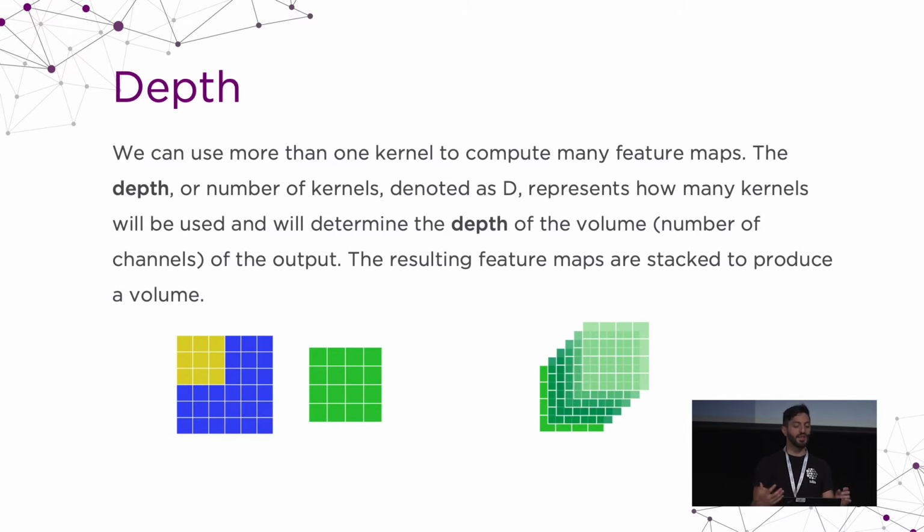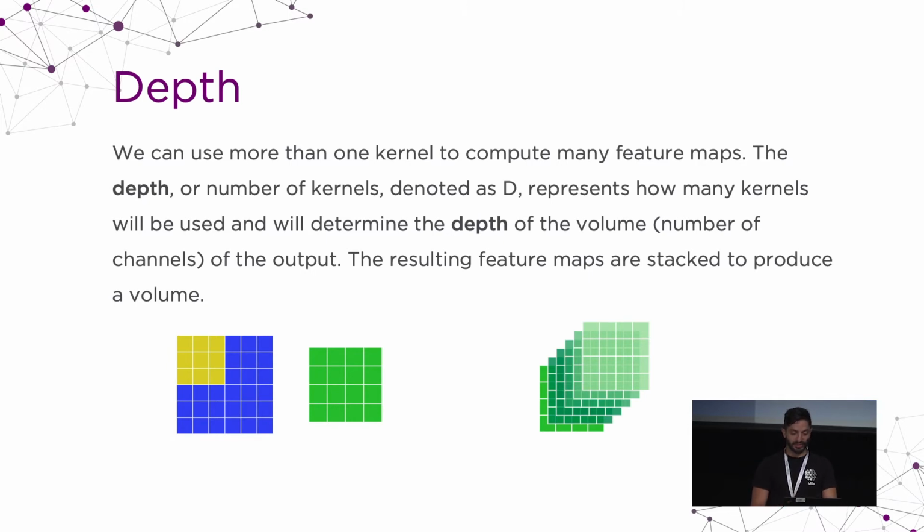And this will represent the volume, essentially, of your output. We also talk about this as being the number of channels, so the depth or the number of channels can be used interchangeably. In fact, in PyTorch and TensorFlow, it's usually referred to as the number of channels, or the depth of your tensor. And the resulting feature maps are stacked to produce a volume.